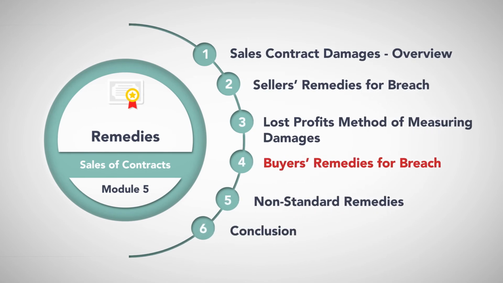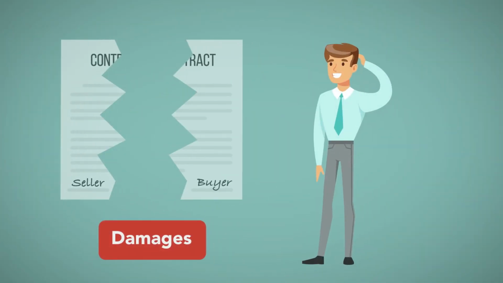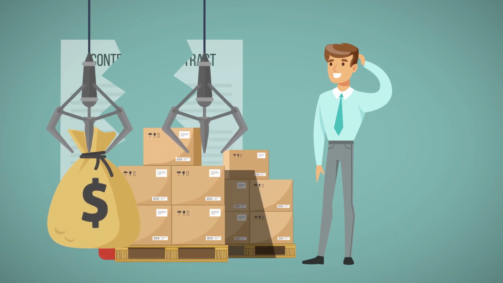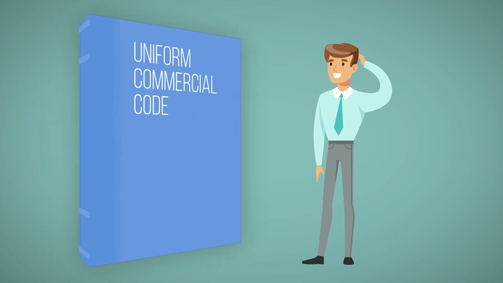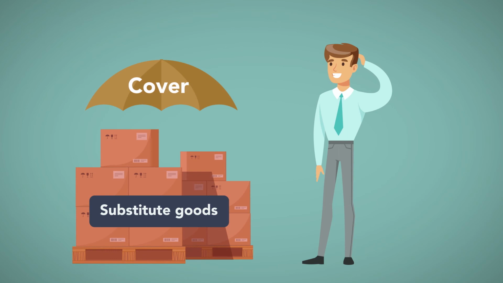Buyer's remedies for breach. The buyer's damages in a breach of contract by the seller normally involve either recovery of the goods or monetary damages. Under the code, the buyer may buy substitute goods when the seller does not properly deliver what the buyer ordered. This option is called cover.